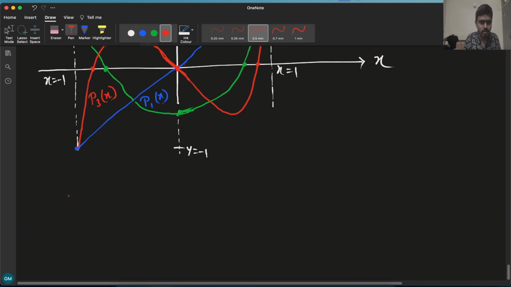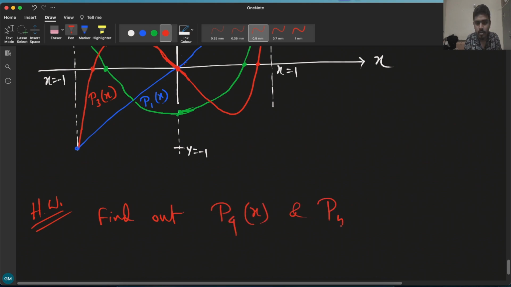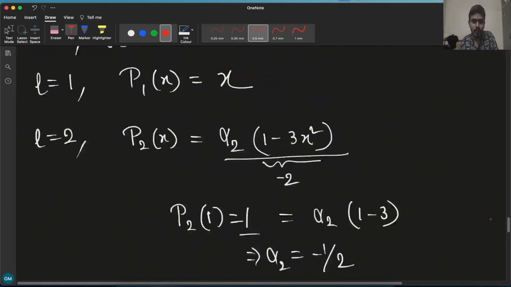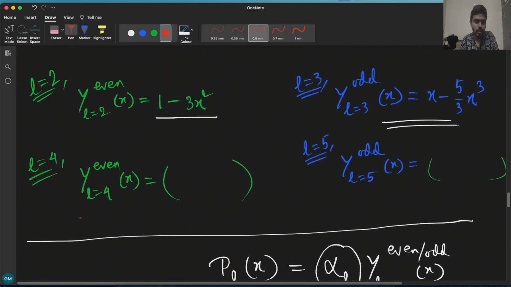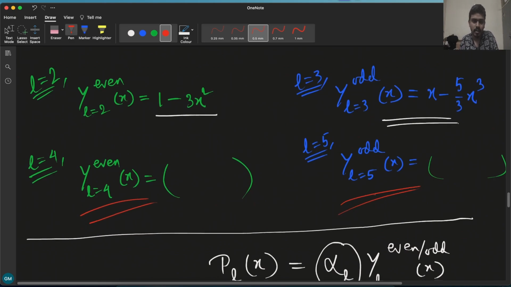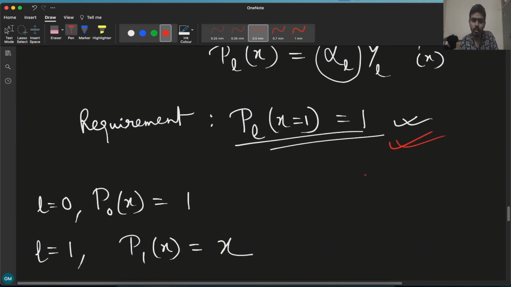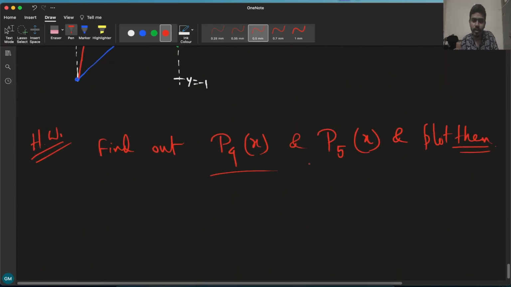Now the homework is to find out P4(x) and P5(x) and plot them. In order to do that, you need to calculate these terms, and then you need to satisfy this requirement to get P4(x) and P5(x), and you can then plot. So that's all for today.